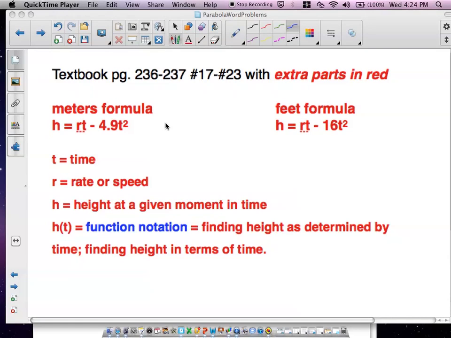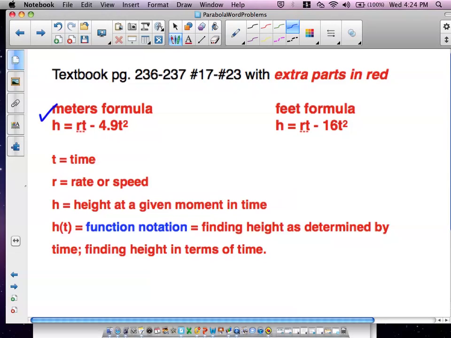Okay, this video will demonstrate some of the word problems in our textbook regarding parabolic motion, objects traveling in a parabolic shape or on a parabolic path. We're given two formulas to work with. One formula for units of measure in meters, the other formula for units of measure in feet.